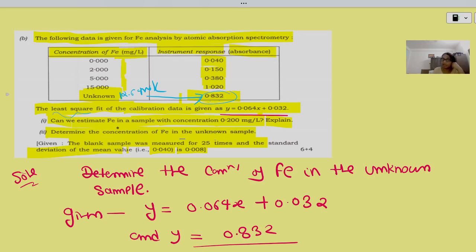And can we estimate Fe in the sample with concentration of 0.25? It is a very small amount, because here the absorbance is not possible in this amount. So we can't do the experiment with this concentration. Thank you.